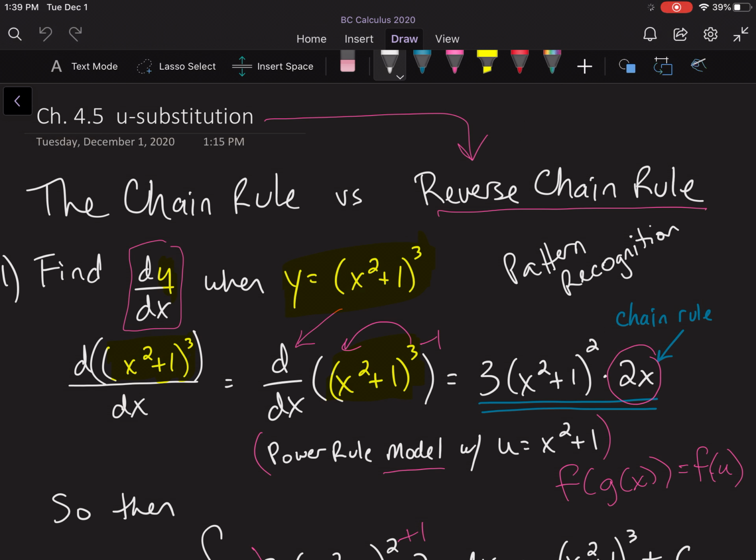But let's start with the chain rule, and then we'll get into the reverse chain rule, which is u-substitution. You can also work backwards recognizing patterns, and I call that pattern recognition, but you don't have to. This is a method that is logical and follows an order that will always work in solving your backwards chain rule problems. So first let's find the derivative when y is equal to (x squared plus 1) raised to the third power.